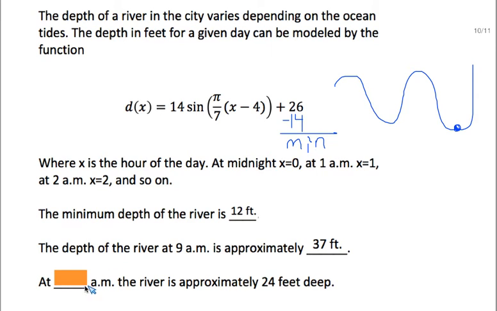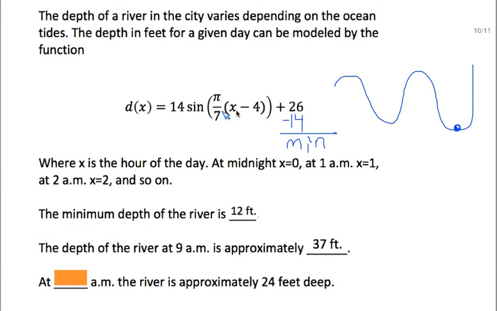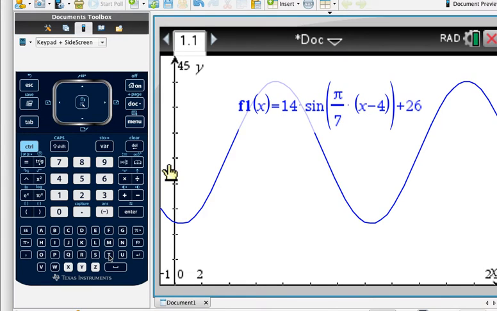All right, last one, we want to know what time the river is approximately 24 feet deep. And this one is a little bit problematic. Two ways that you can do it. You can set the whole equation equal to 24 and solve for x, which can be really hard to do. Or let's go ahead and get rid of our table.